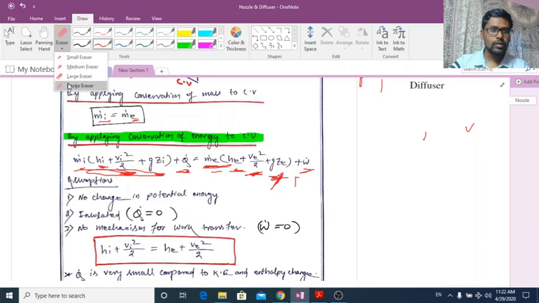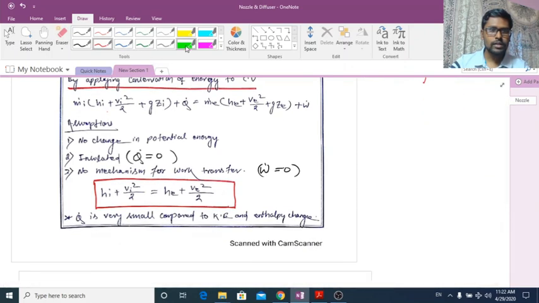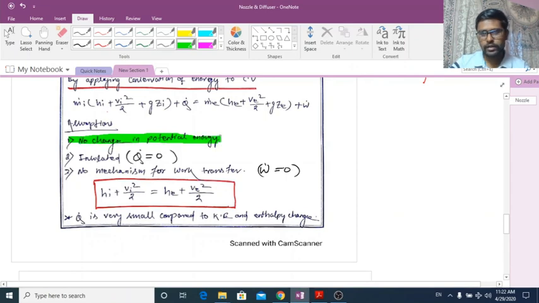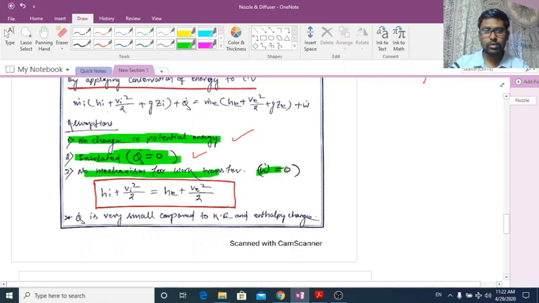Okay. Now we'll put some assumptions to get our desired result. What are the assumptions there? First, there is no change in potential energy. What we have done in the case of nozzle, the same thing will happen here. And we are assuming that the diffuser is insulated. Second, we have assumed that there is no heat transfer, so it is insulated. And there is no mechanism in the diffuser by which you can extract work. So W dot is equal to 0.